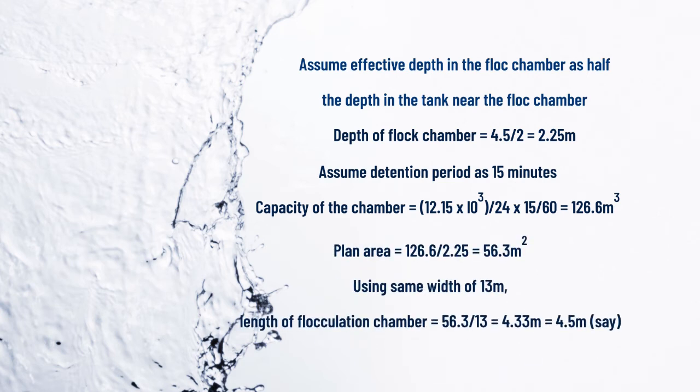Plan area is equal to 126.6 divided by 2.25, which is equal to 56.3 meter square. Using the same width of 13 meter, the length of the flocculation chamber is equal to 56.3 divided by 13, which is equal to 4.33 meter. We can take this as 4.5 meter.